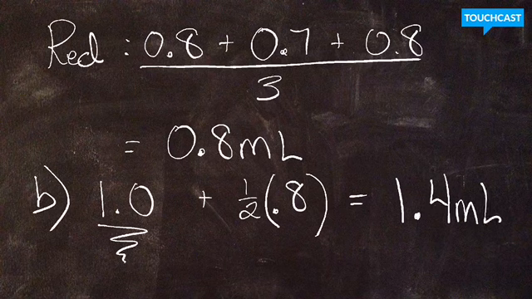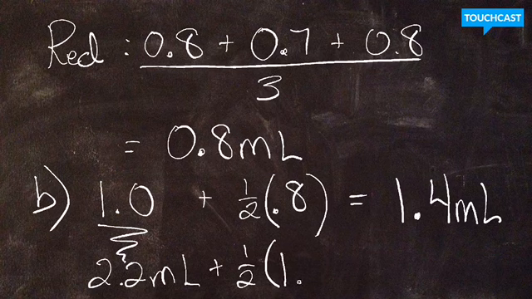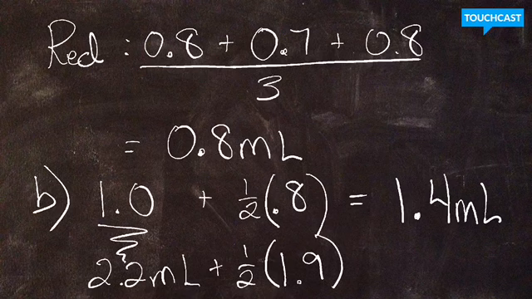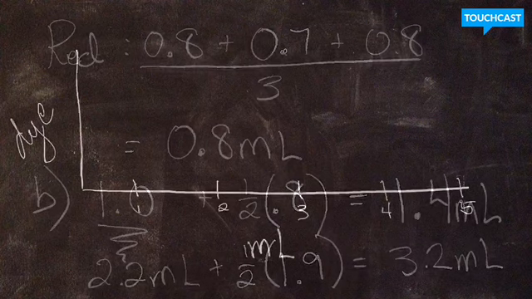You also need to do this for the blue dye. And if you did your math right, if you look back at the trials, it looks like the blue on average started at about 2.2 milliliters. You need to add half of the average bandwidth that you calculated from part A. And I'll give you a big fat hint, it should be 1.9. Okay? So the center of this guy's bandwidth was 3.2 milliliters.